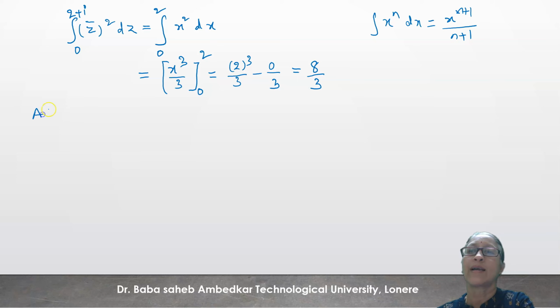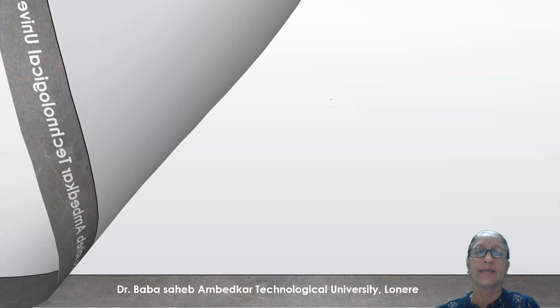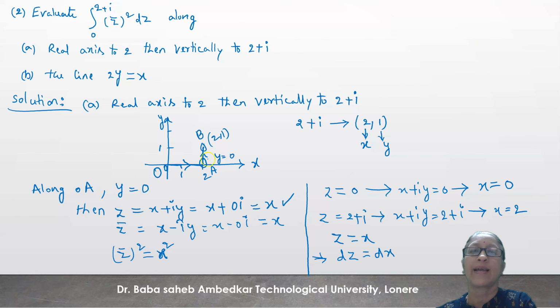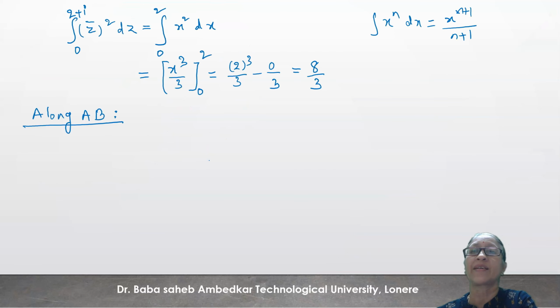Now along AB. Along AB, if you observe this line, along AB, value of x equal to 2. Value of x is fixed on this line, but y varies from 0 to 1. Okay, so value of x is fixed.